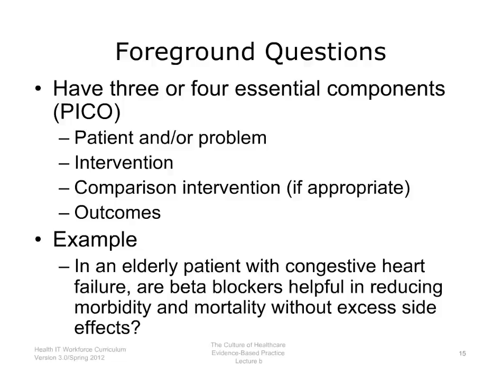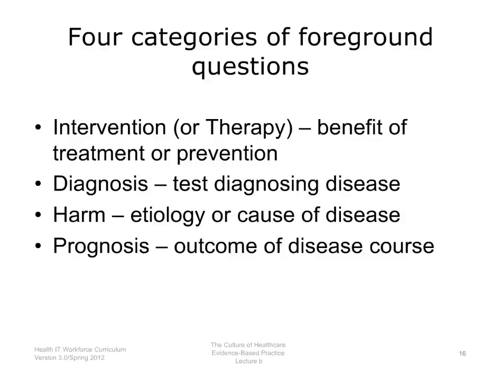Here is an example of a foreground question. In an elderly patient with congestive heart failure, where the heart is not pumping as strongly as it could, are beta blockers, which are a type of drug, helpful in reducing morbidity and mortality without excess side effects? There are 4 major categories of foreground questions, and most clinical questions fall into these buckets.